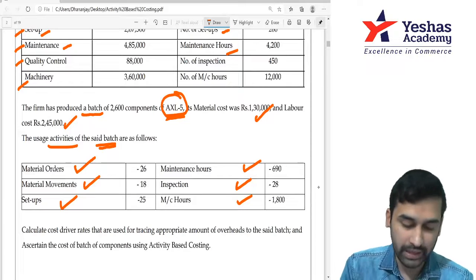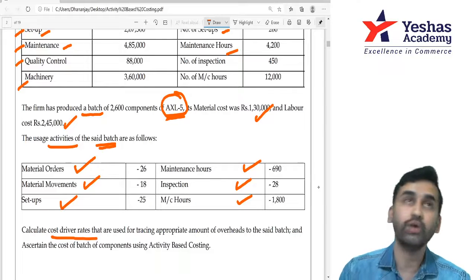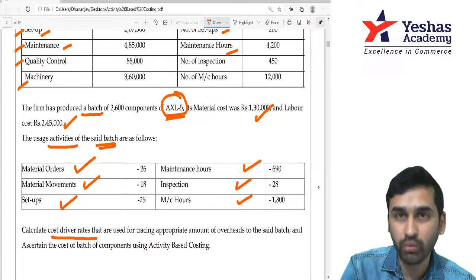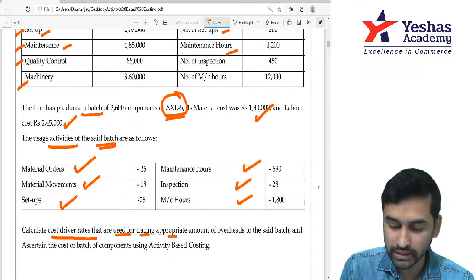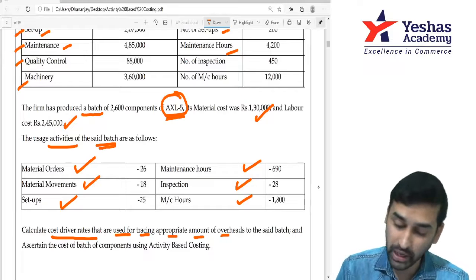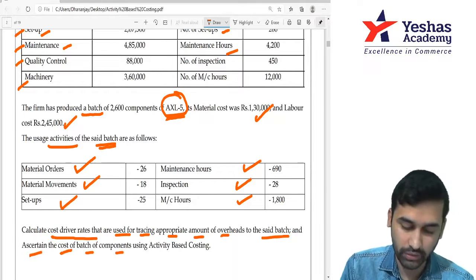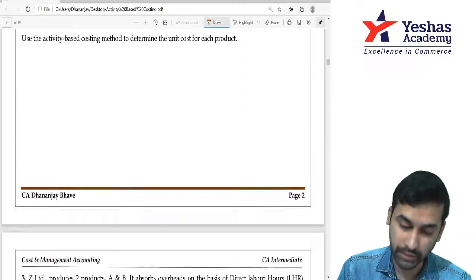Okay. Calculate cost driver rate. What is cost driver rate? Numerator will be cost, denominator will be cost driver volume. Correct. They're saying that are used for tracing appropriate amount of overhead to the said batch and also ascertain the cost of the batch by using activity based costing.